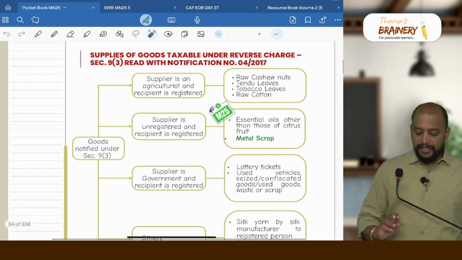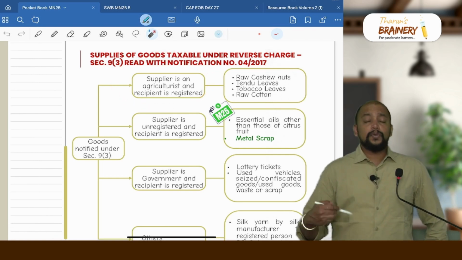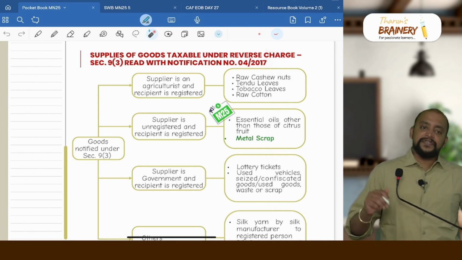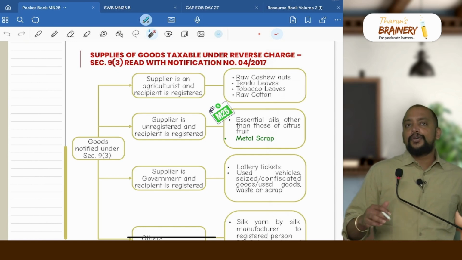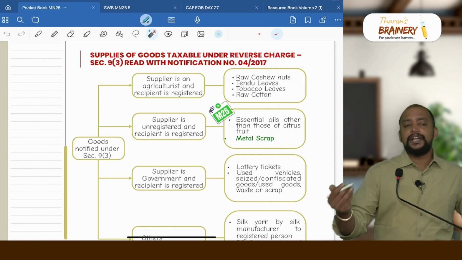Then we are moving on to 9(3), the list of goods which are covered under RCM. You need to remember, first, the supplier is an agriculturist and the recipient is registered. What if the recipient is unregistered? Then it will not come under RCM, it will be FCM. So if they are registered they will pay GST, otherwise there won't be any GST. There is no compulsory registration here. It is like if the recipient is registered then only it will come under RCM.